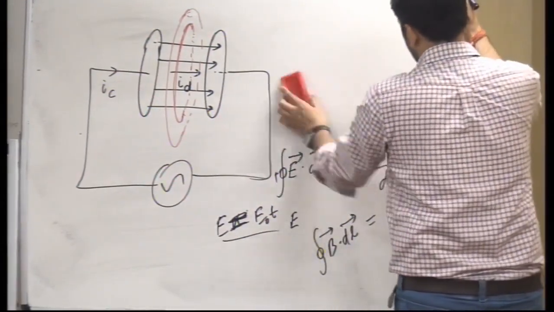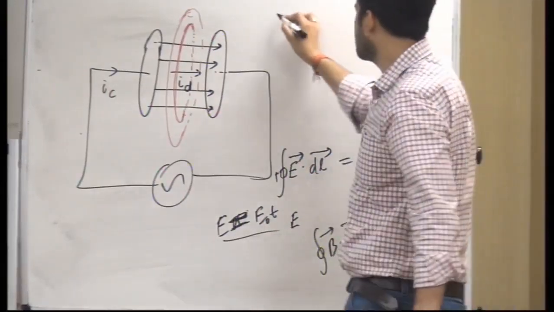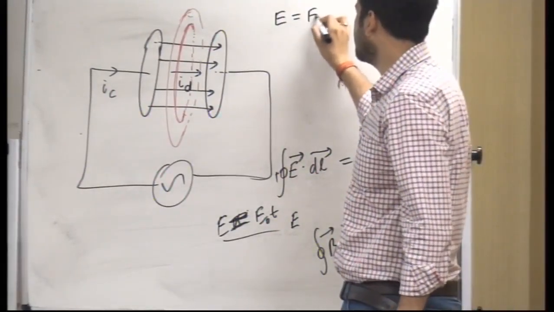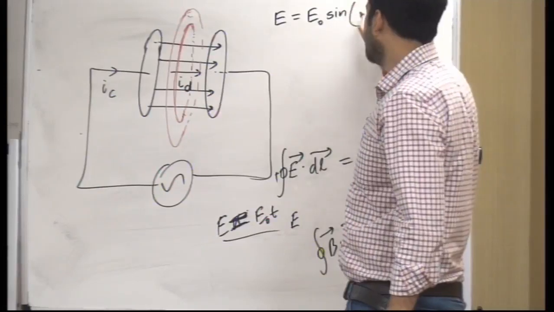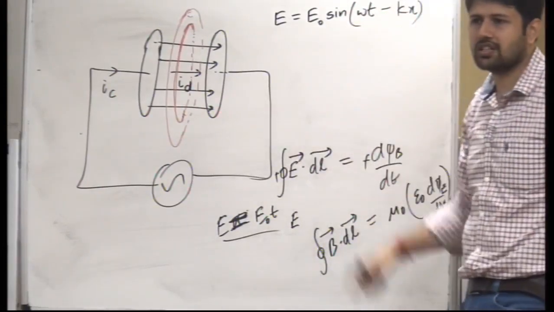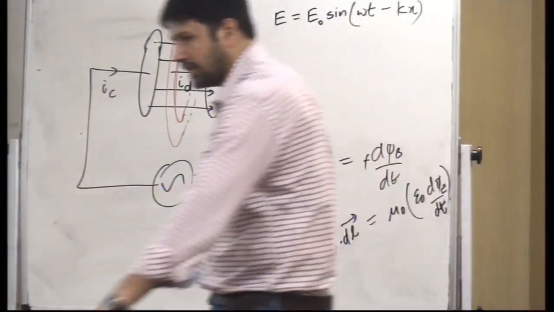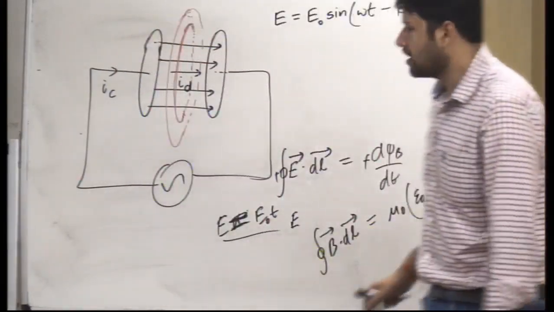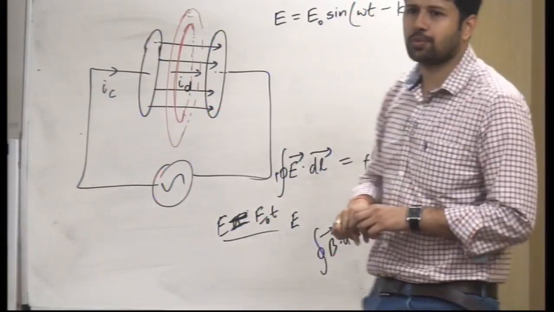So what happens? The electric field would be a sinusoid. I would write it as omega t minus kx. You remember that this was the wave equation in 11th class. This was the wave equation where x was the position of the point.